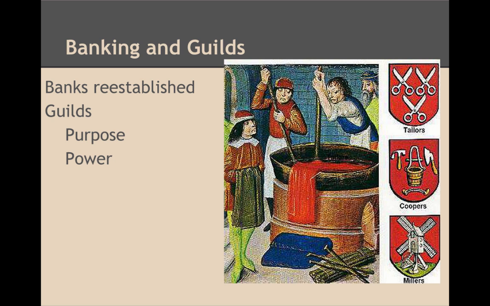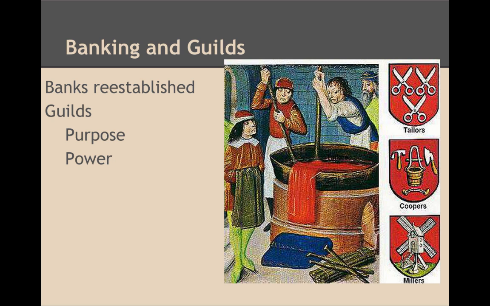Guilds would be put together to run professions in towns. And as you can see there, you have a tailor's guild and a cooper's guild and a miller's guild. And the only way that you would be able to actually practice that profession in a particular city or area is you had to be part of the guild. And you would actually pay a certain amount of your profits each year to the guilds. Now, the guilds would also have the purpose of bettering the quality of goods, making sure that people were experts.